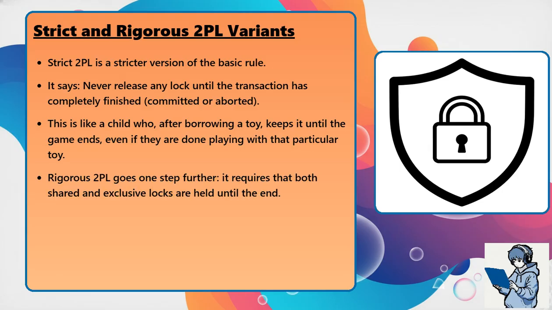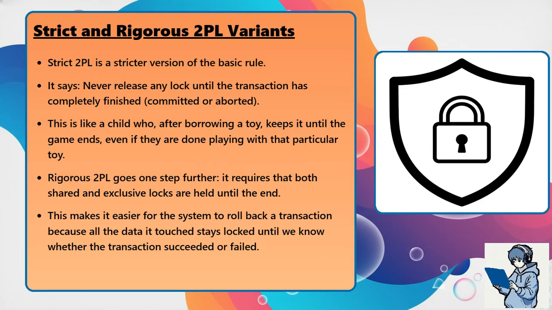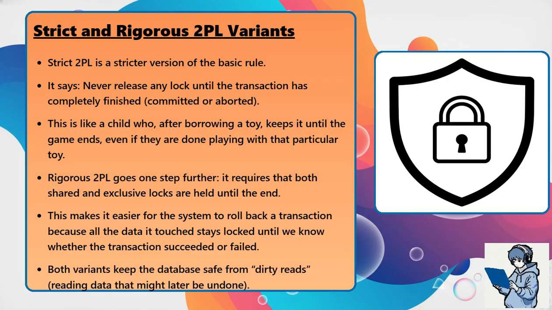Rigorous 2PL goes one step further. It requires that both shared and exclusive locks are held until the end. This makes it easier for the system to roll back a transaction because all the data it touched stays locked until we know whether the transaction succeeded or failed. Both variants keep the database safe from dirty reads.